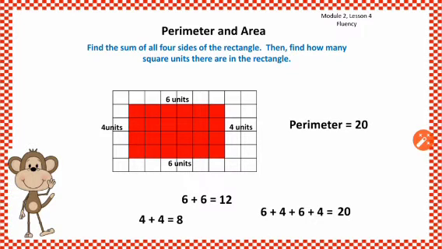Now the area of this shape will be what? Remember, area is equal to length times breadth. So what would be the area of this shape? Good. The area of this shape is 6 times 4. And 6 times 4 is what? 6 times 4 is 24.